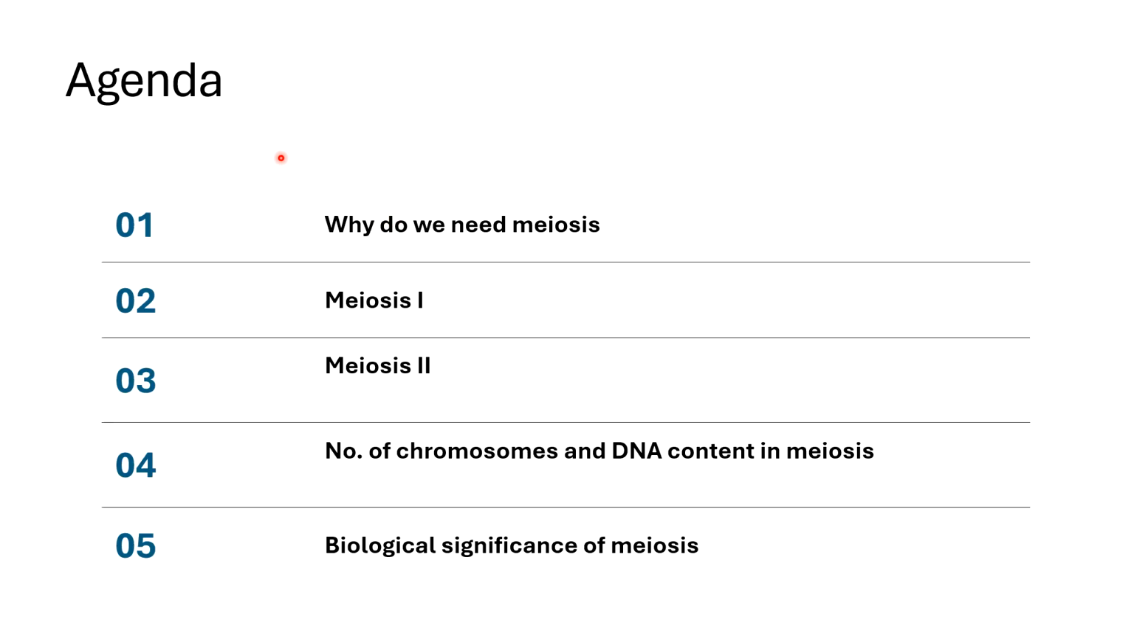Let's first look at what are the different topics we are going to see today. First, we will see why we need meiosis. Second, we will be studying meiosis part 1, and then we will be looking at meiosis part 2. Then we will discuss the number of chromosomes and DNA content in different cells undergoing meiosis. Finally, we will be talking about the biological significance of meiosis.